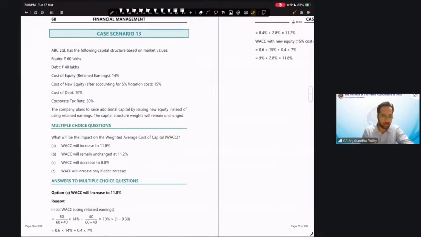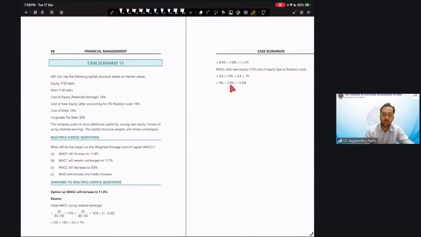Now, if you're going to replace your retained earnings with new equity, the new equity is going to cost you 15%. So now the weighted average cost of capital is going to be, of course, 11.8%, guys. So weighted average cost of capital is 11.8%. So it will increase from 11.2 to 11.8%, which is option A. So that's absolutely option A correct, which is WACC will increase.